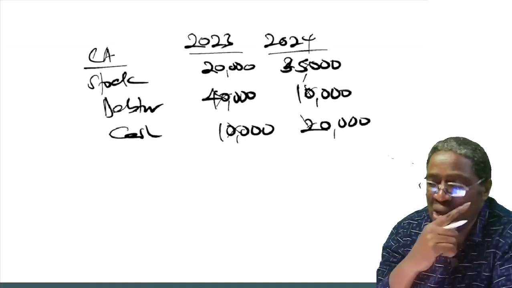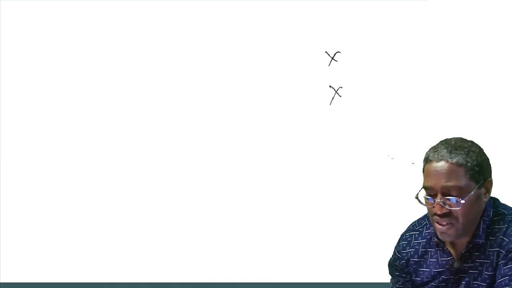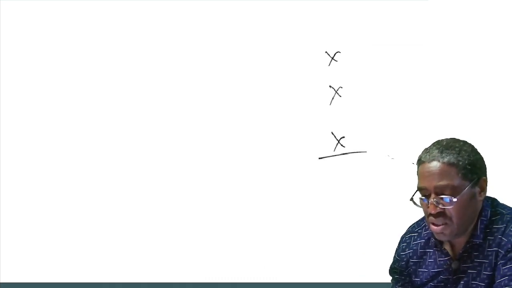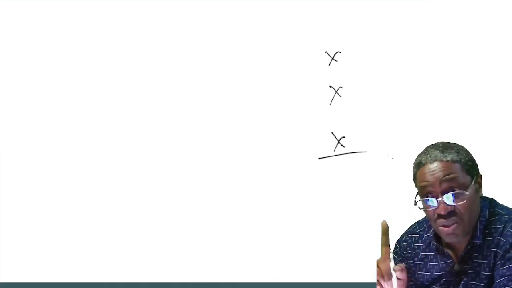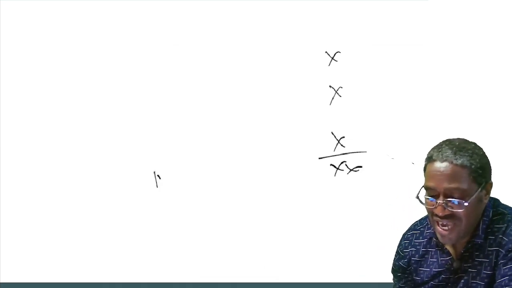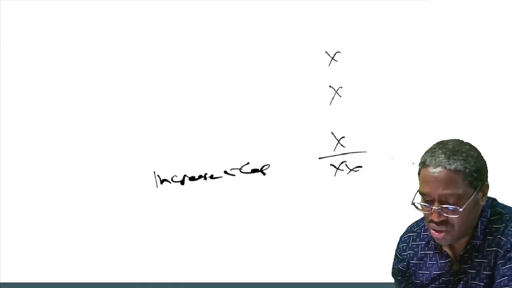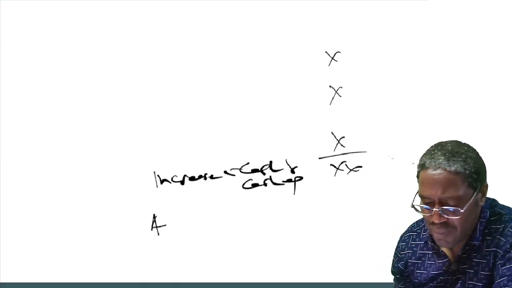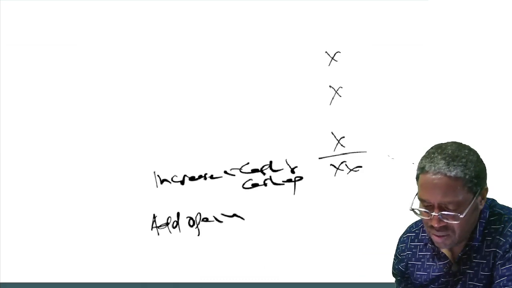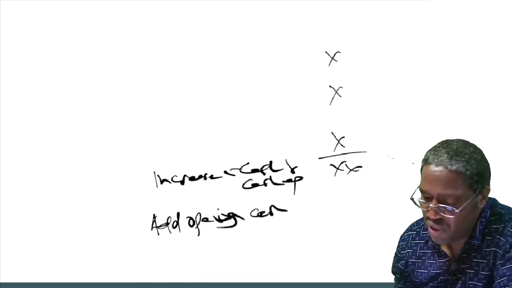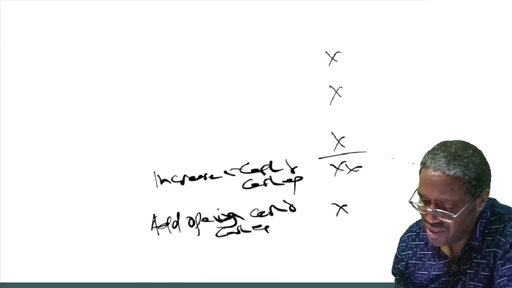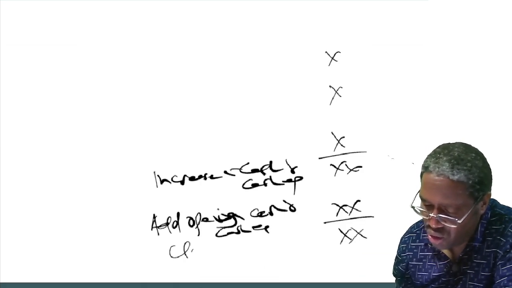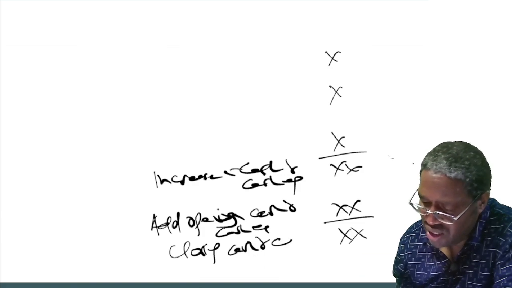Why? Listen, I told you this. When you added the three categories, operating totals, investing totals, and financing totals, I told you the total of those three categories you had to call it increase in cash and cash equivalent. Then I told you, you come and add opening cash and cash equivalent. That's what I told you. Then you get what we called closing cash and cash equivalent.